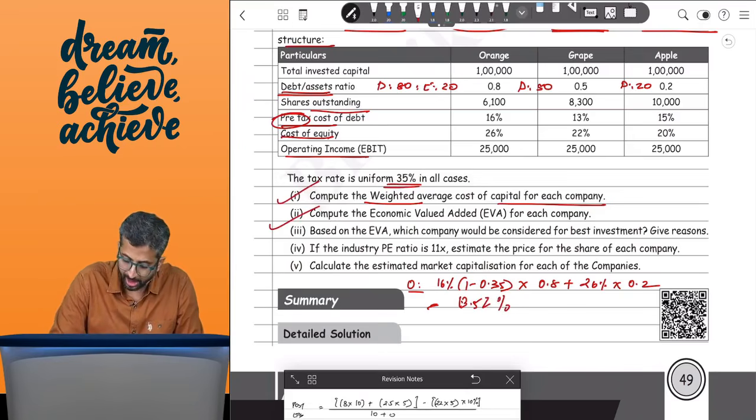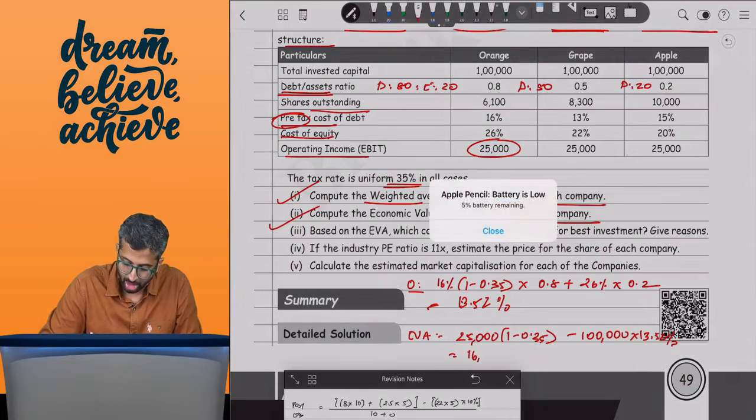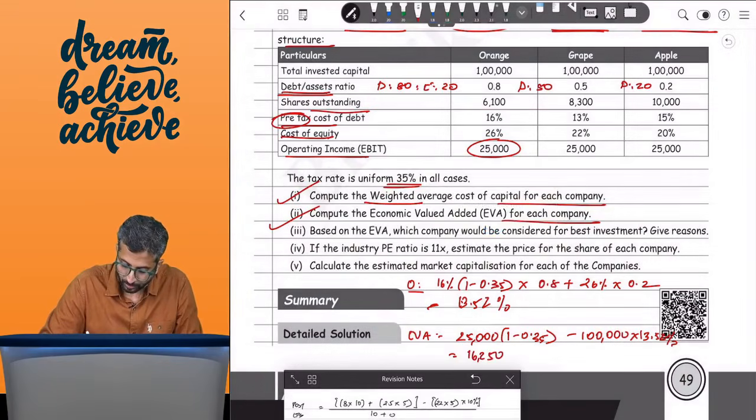Second, compute the EVA for each company. So if I want to do the EVA, EVA is NOPAT, net operating profit after tax, that is 25,000 into 1 minus 0.35, that is one of the methods, minus invested capital, which is 1 lakh, into the WACC, which is 13.52%, which we just calculated. So 25,000 into 0.65 comes to around 16,250 minus 13,520. So this is minus 13,520 and you get an EVA of 2730.